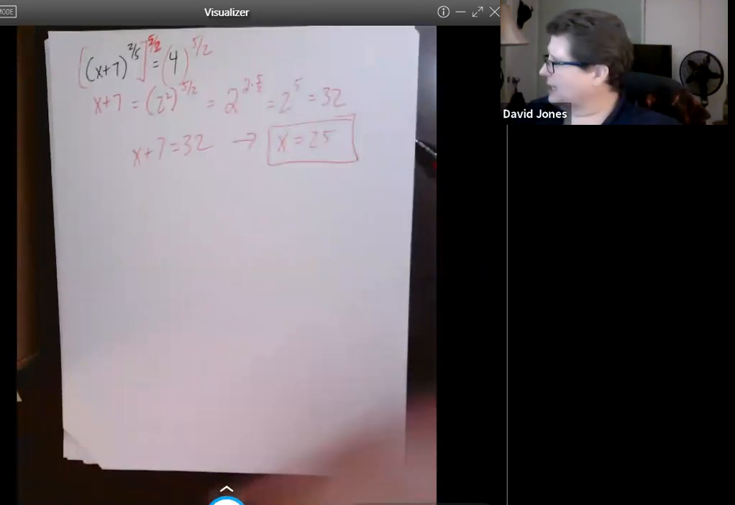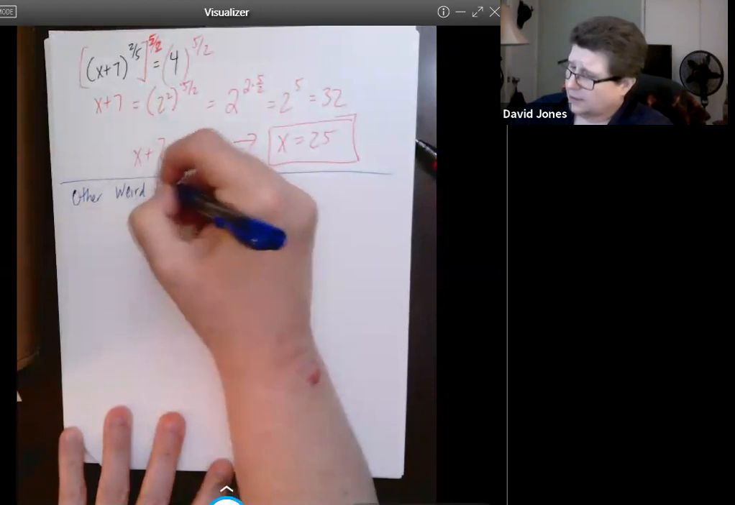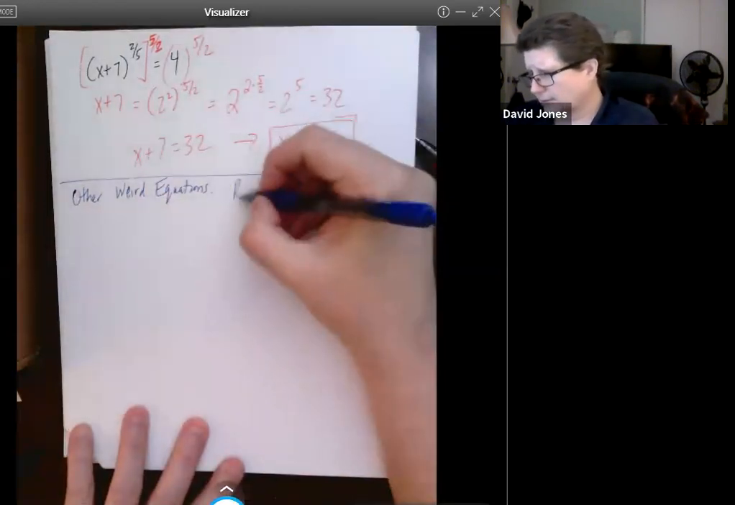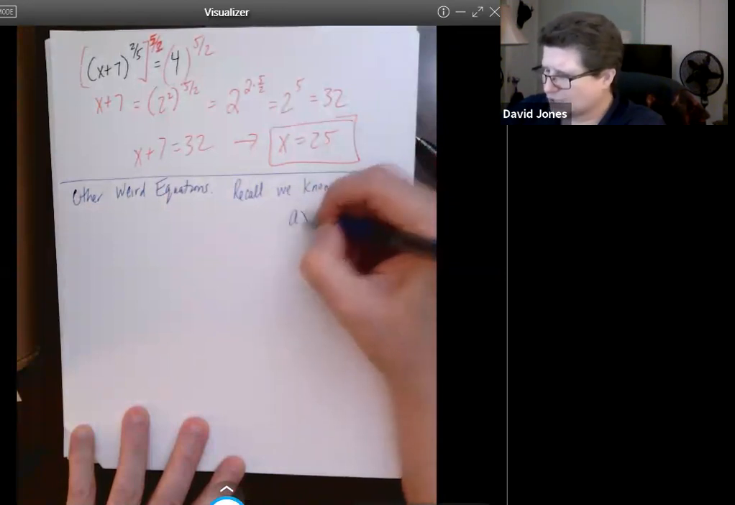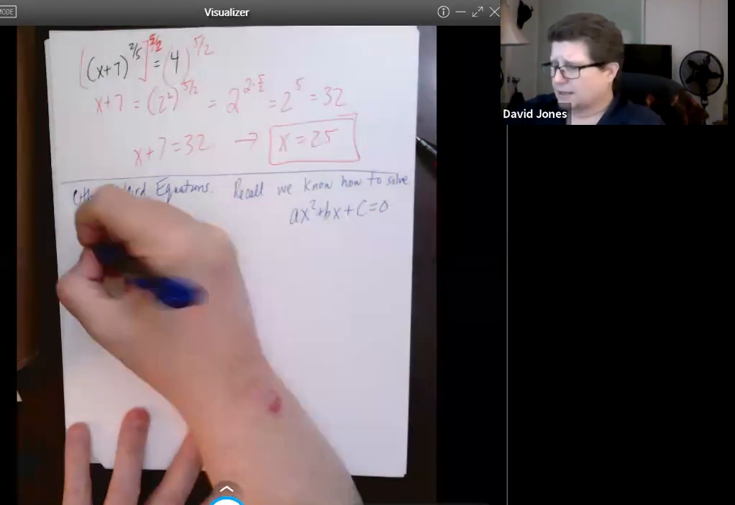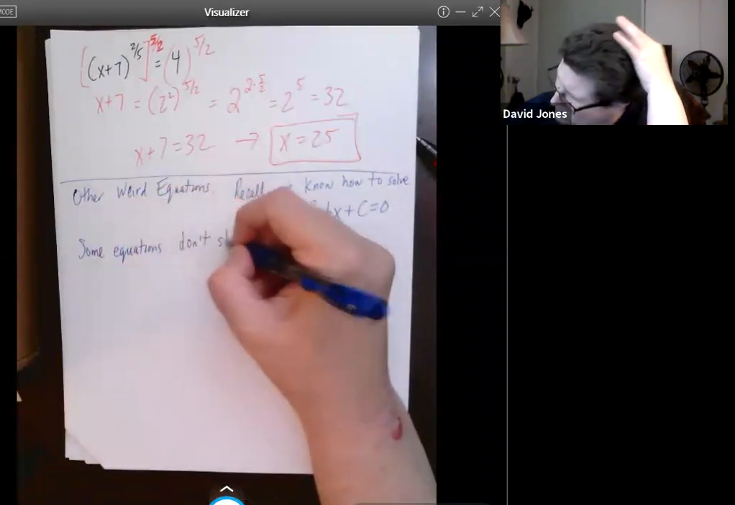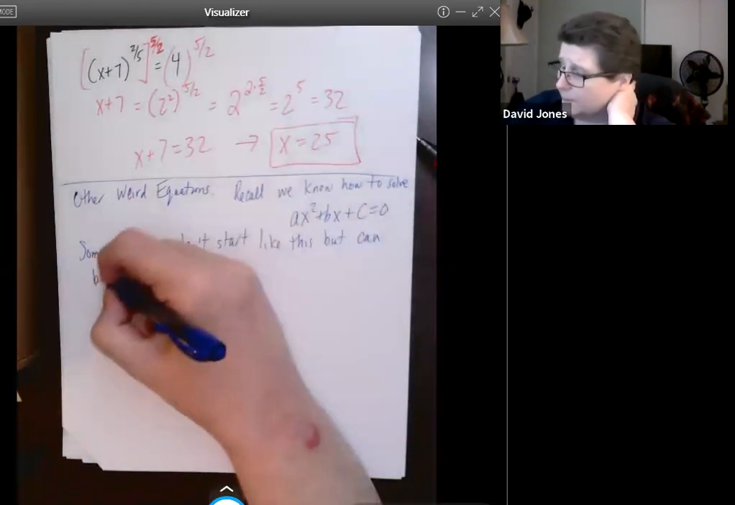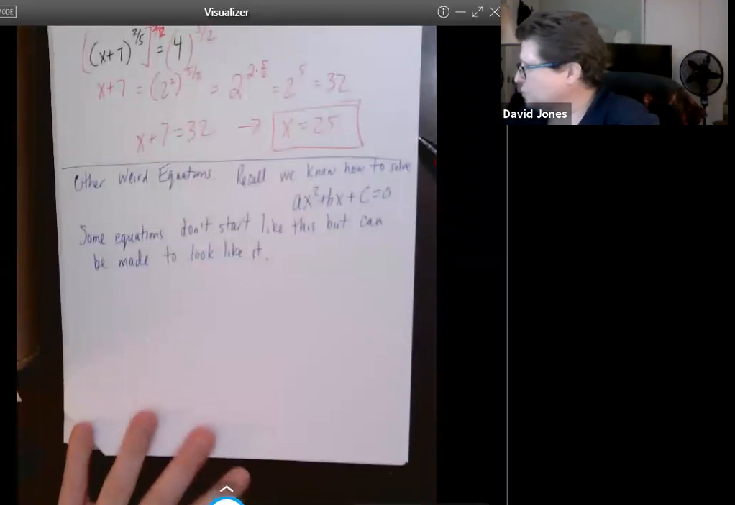And finally in this section is other weird equations. I want you to recall we know how to solve ax^2 + bx + c = 0. Some equations don't start like this, but can be made to look like it. And that gives us a new tool for working with it.